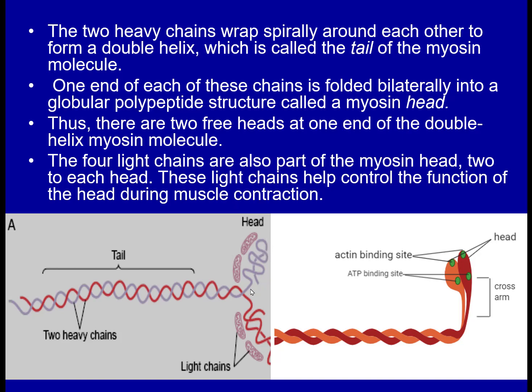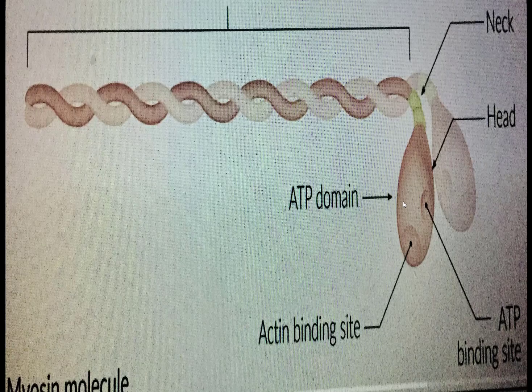This is the head of myosin, and this folding is an extension of the heavy chain. With these heavy chains, 4 light chains are also attached in the head, 2 on one side and 2 on the other side. One side is for attachment with the actin and the other is for the attachment of ATP. This is the magnified picture. You can see the chain, the head, and the binding sites for ATP and actin on the head of the myosin.